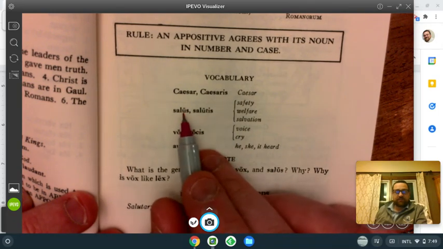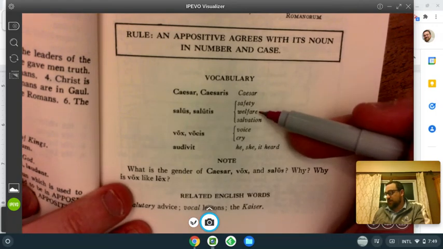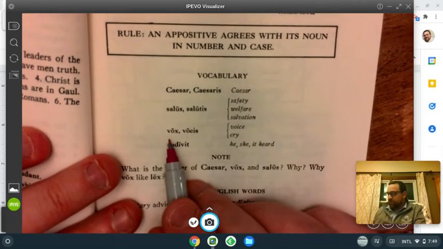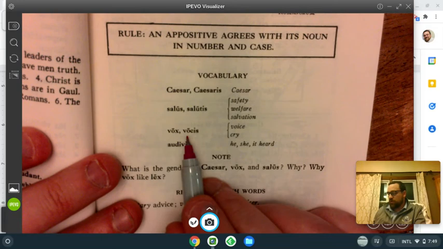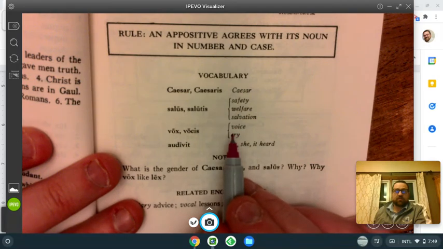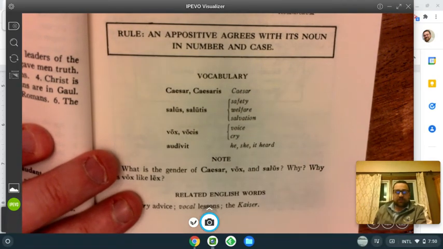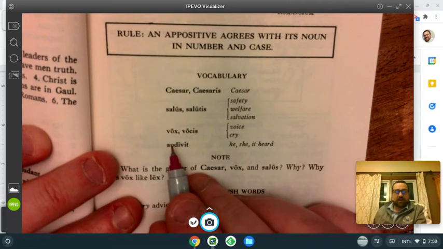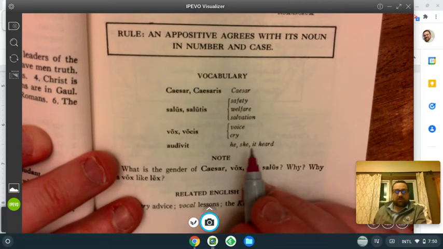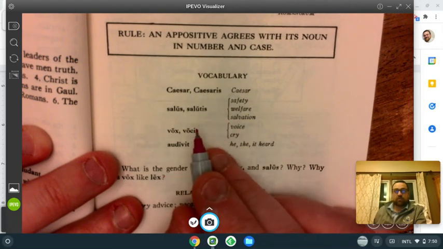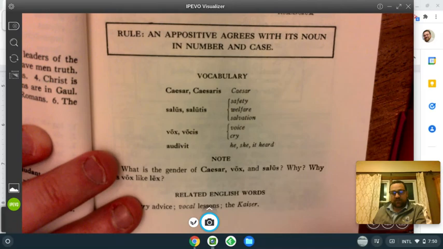Salus, salutis, that can have different meanings: safety, welfare, or salvation. Vox, vocis is voice. Ends in an X, so it's a feminine word. So it means the voice or the cry, or the shout. And then third, we have another verb, audivit. Audivit. He, she, or it heard. Okay. So 3 new third declension words that could show up in this next homework assignment.